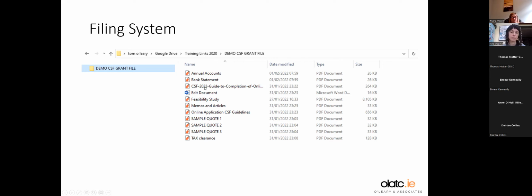If I want to get a file from this file location and put it into another grant file, it's very easy to do. So it speeds up the whole process for me. And it's something that I really recommend you do. It's a very simple thing to do, doesn't take any time. It will save you an awful lot of time and heartache when you're rushing to get an application in.